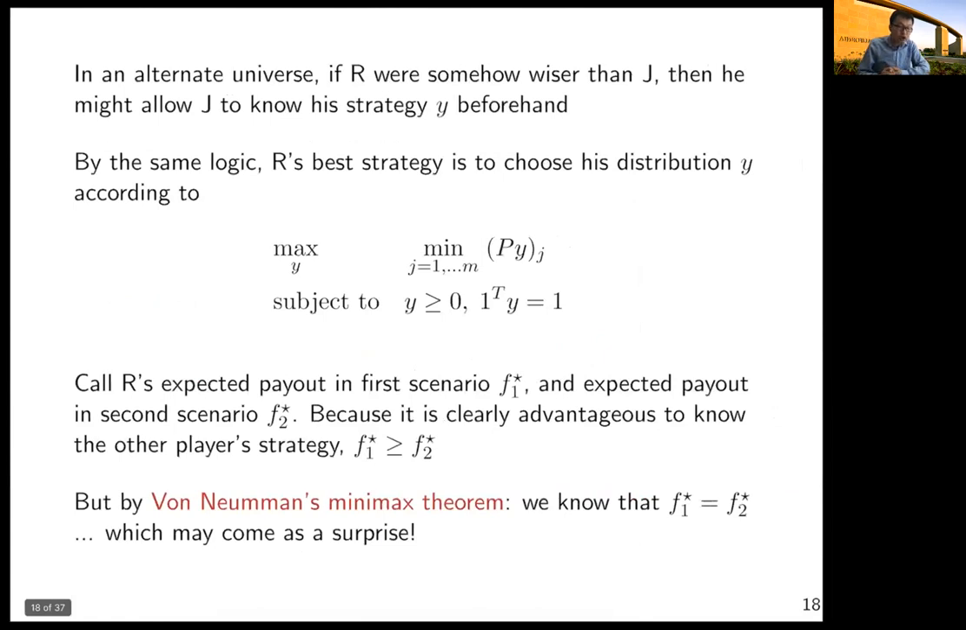So let's say that in an alternative universe, the situation of the two players got toggled, right? So in this case, let's say R now gives J the advantage of disclosing his strategy Y beforehand. Then using the same logic, R can try to optimize his strategy by maximizing the minimum rather than minimizing the maximum. So R can now maximize the minimum, and clearly the minimum once Y is given becomes something as simple as this. You just choose a J that achieves the minimum.